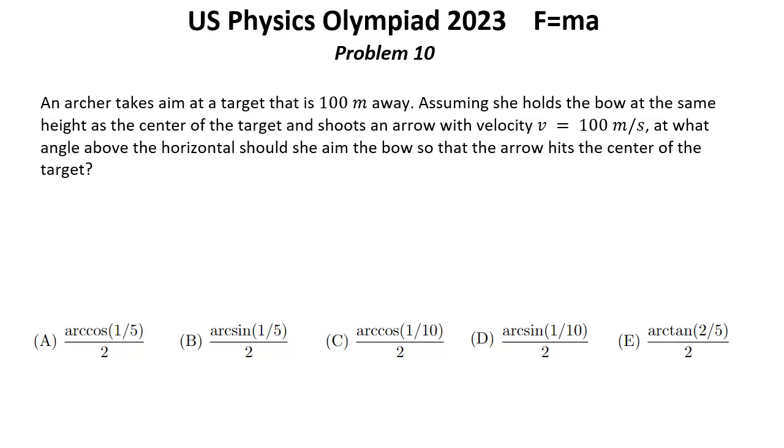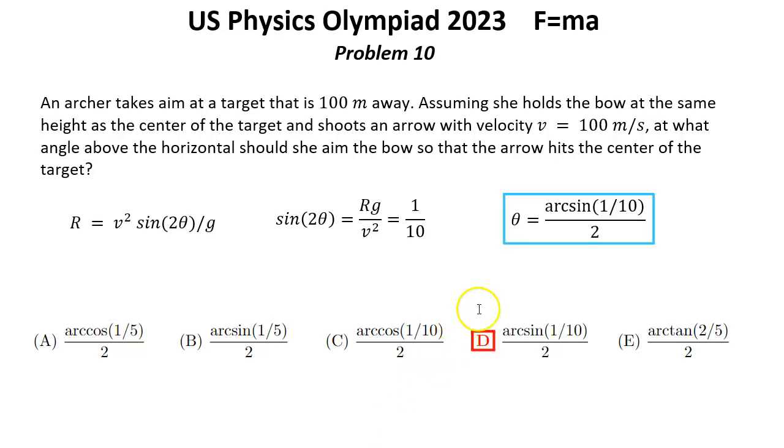Solution for problem number 10. Since the initial and the final heights are the same, we can apply the range equation. Distance R equal v squared sine 2θ over g. From here we can find that sine 2θ equal Rg over v squared, or 1 over 10, which gives us this answer, which is answer D, and that was the solution for problem number 10.